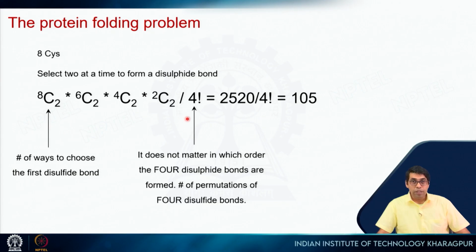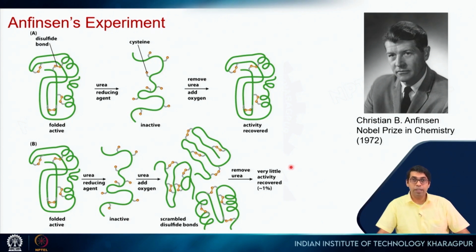Now it does not matter in which order we form these 4 disulfide bonds, so which disulfide bond is formed first does not matter. So we have to divide by factorial 4, and if you do your calculation you will get 105. So 105 is the number of different ways in which 4 disulfide bonds can be formed in the unstructured protein, right? And only one of those will be correct, which is again shown here. All these different disulfide bonds are formed, only one is the correct form. So if I add oxygen first and then remove urea, I will get 1% activity.